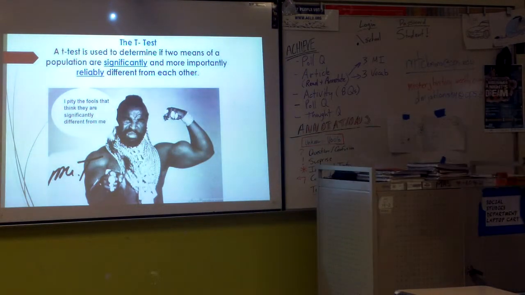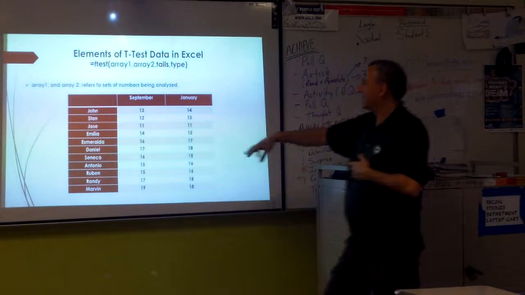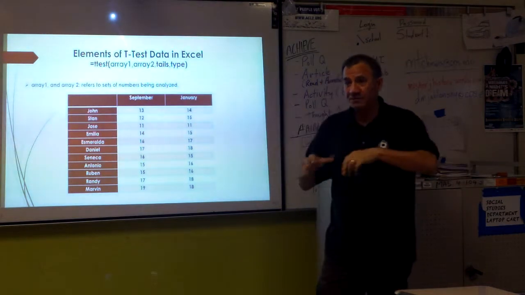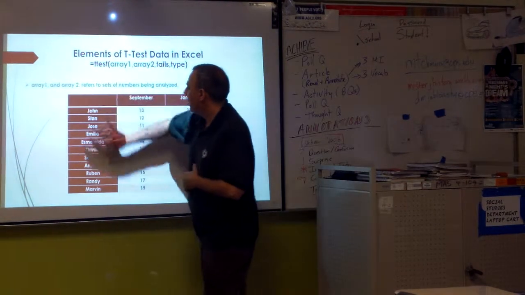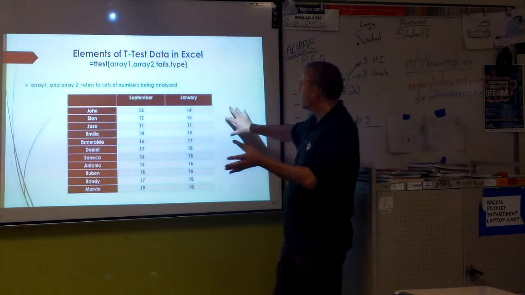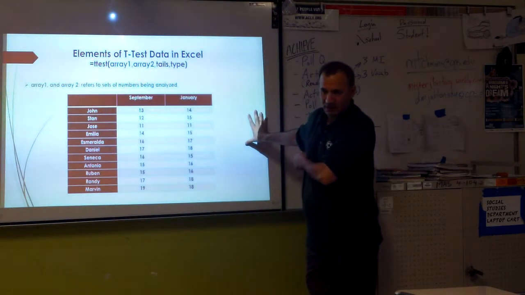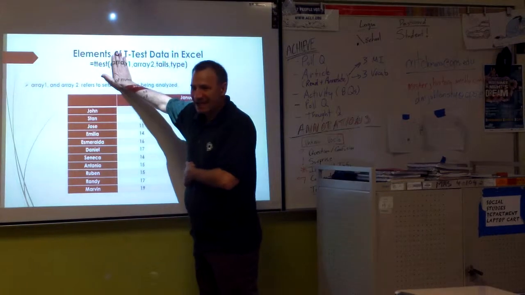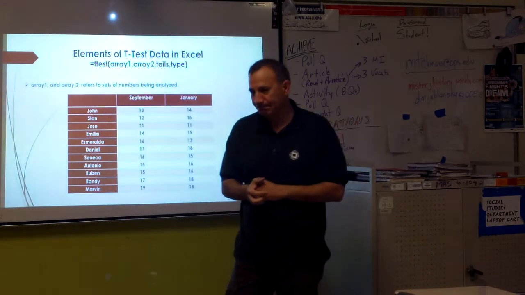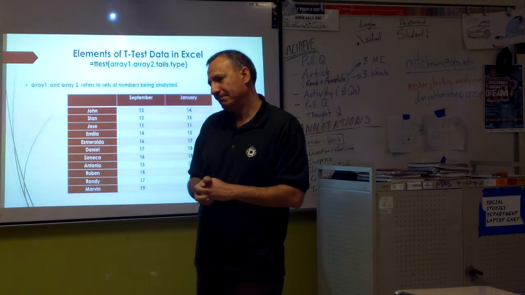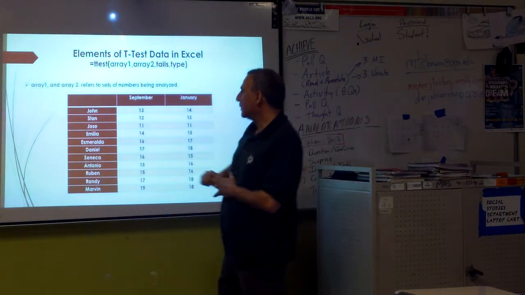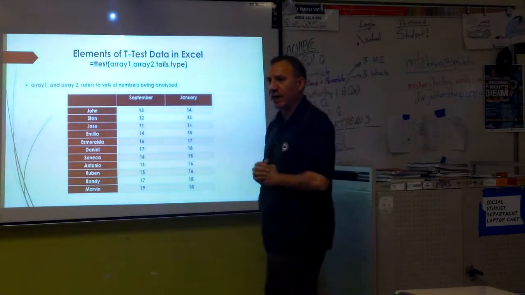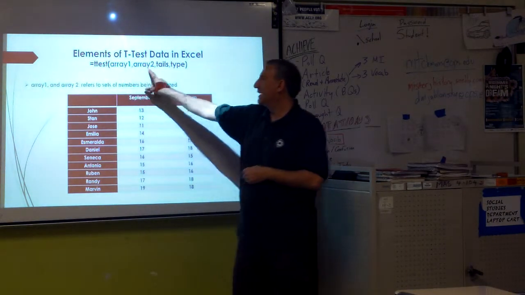What you are going to do right now is put these numbers in your Excel sheet. Click on a cell next to them, or anywhere on your Excel format. Type in equals t-test and open up a parenthesis. As you notice, when you open it up, these four items pop up in your bracket, correct? It says array 1 and array 2.